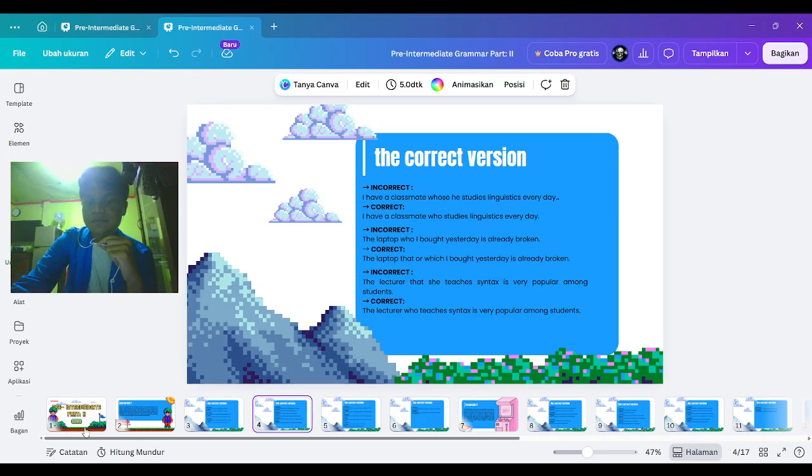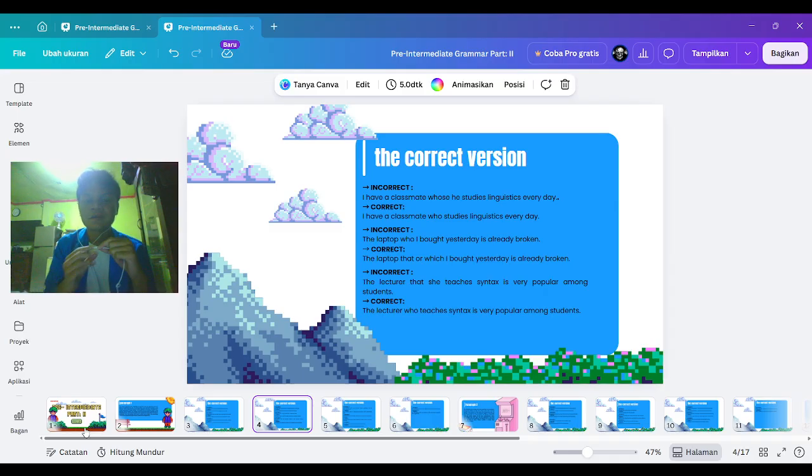I have a classmate he study linguistic every day. No, that is very wrong. I have a classmate who studies linguistic every day. The laptop who I bought yesterday is already broken. No, the laptop that or which I bought yesterday is already broken.